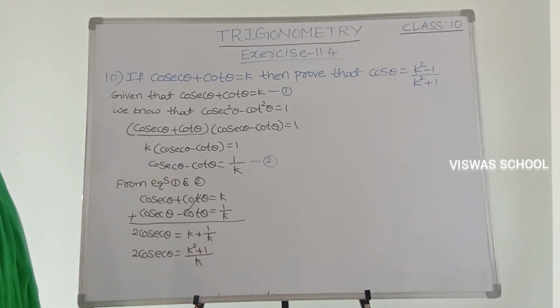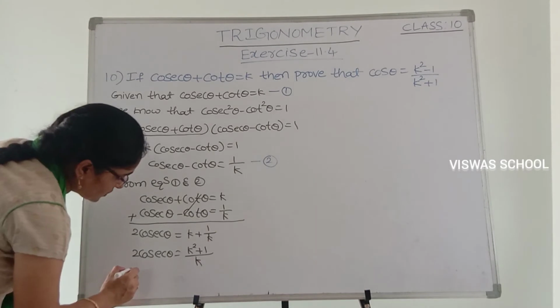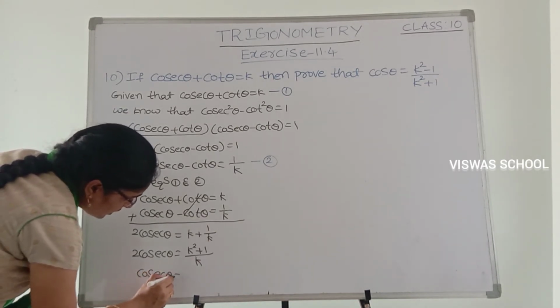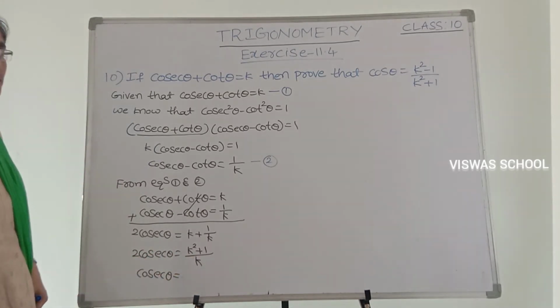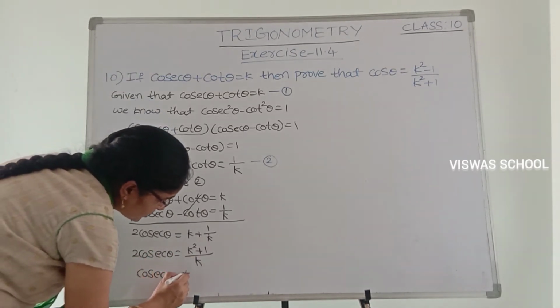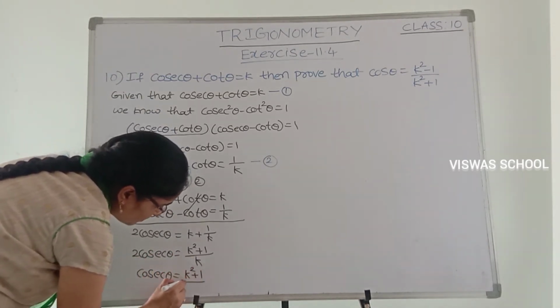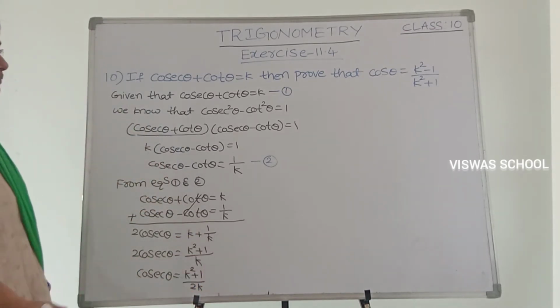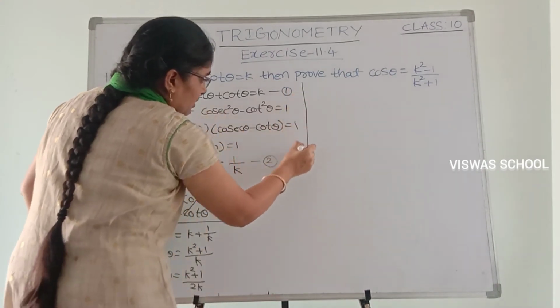k square plus 1 by k. From this, what is the cosecant theta value? Write this 2 also on the RHS side. Now it is changed as k square plus 1 by 2 into k, that is 2k.